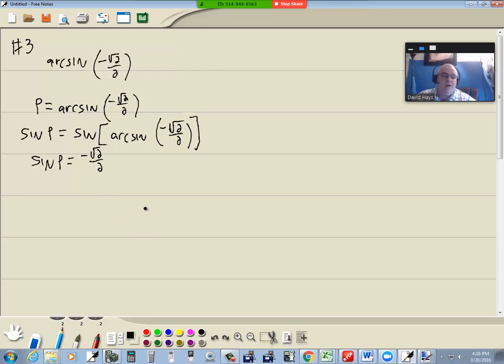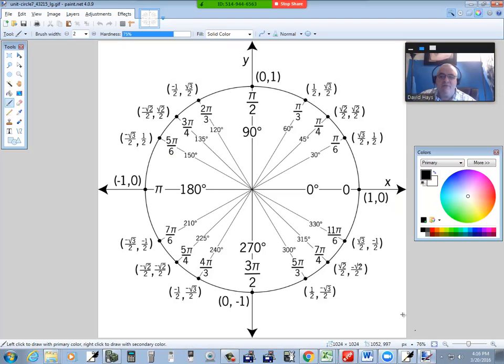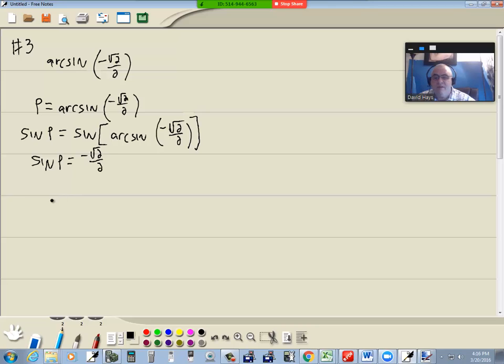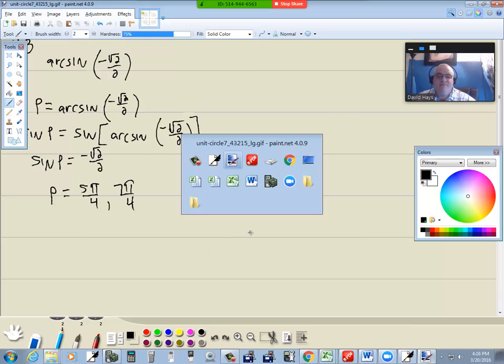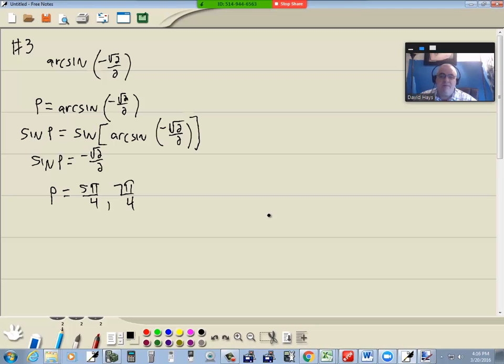Now sine in terms of our unit circle is the y values. There's two places where it's equal to negative square root of 2 over 2. And again, we're looking at our y values. Here's negative square root of 2 over 2, and here's negative square root of 2 over 2. So we got 5 pi over 4 and 7 pi over 4. Let me undo those. There we go.